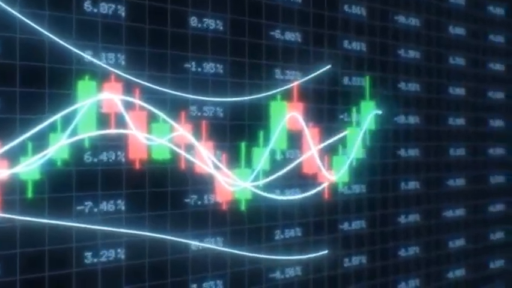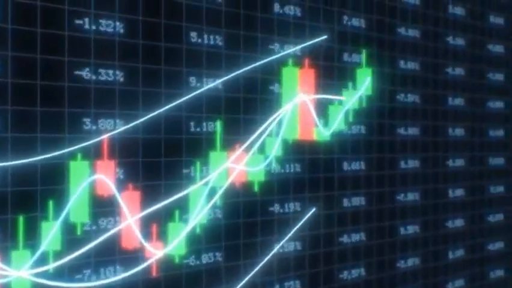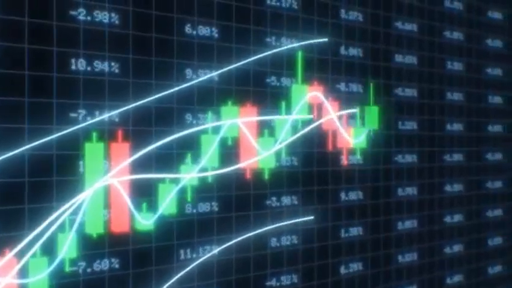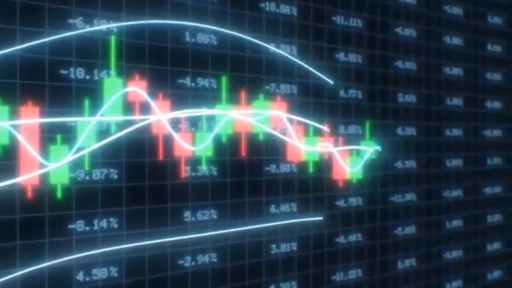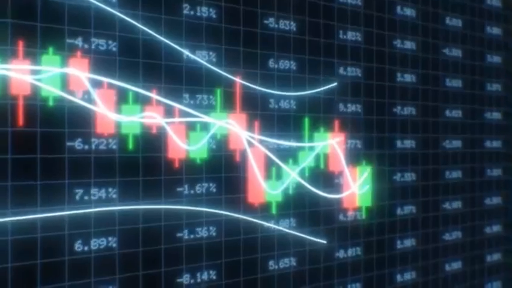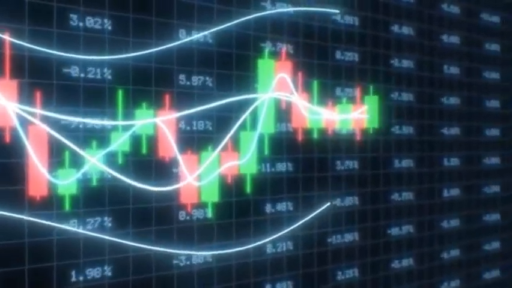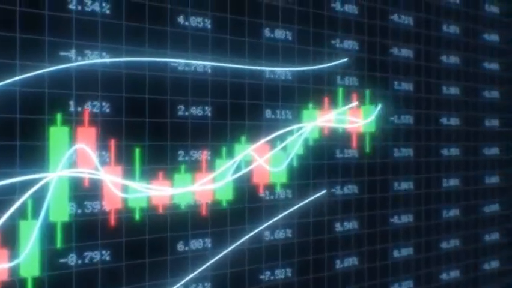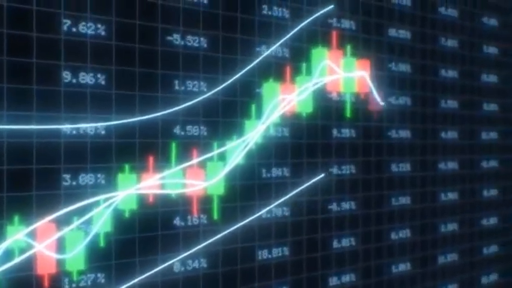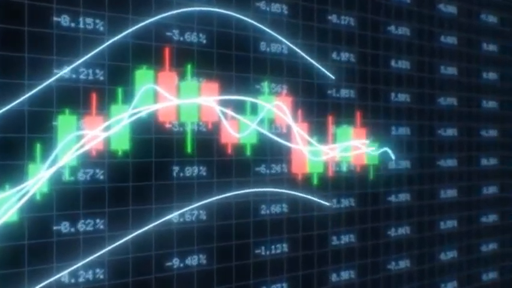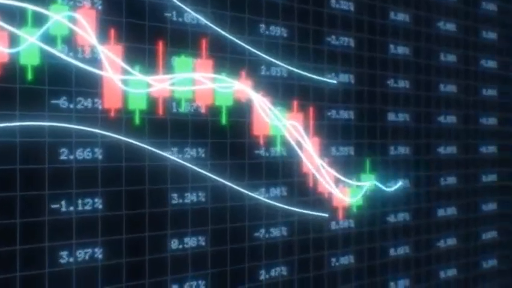Double bottom. This is the opposite of the double top and is a bullish reversal pattern that happens after a strong downtrend. It forms when the price hits a low, rallies up, then comes back down to the same low again before starting to rise. When the price breaks above the resistance level between the two bottoms, it suggests the trend might be about to reverse upwards.